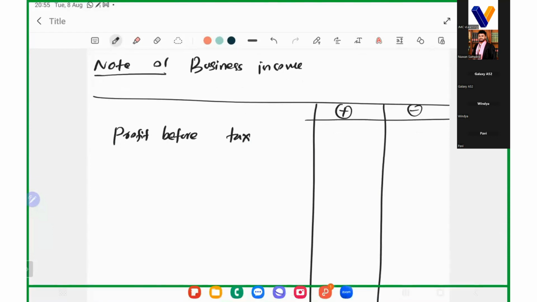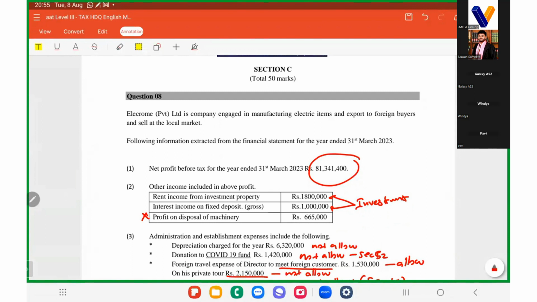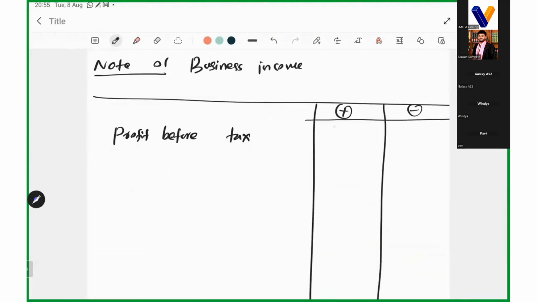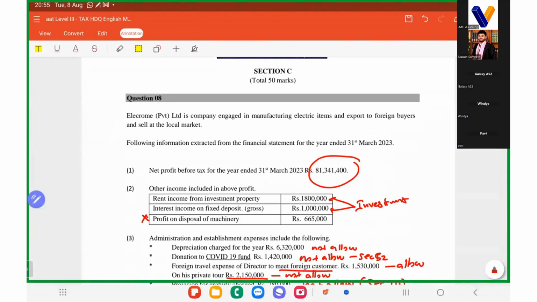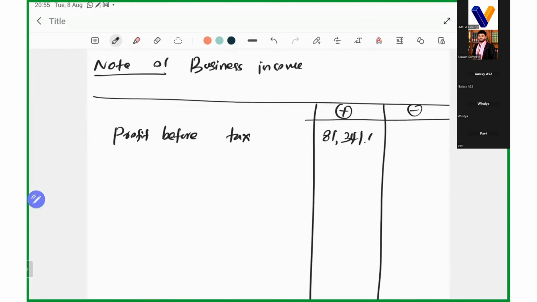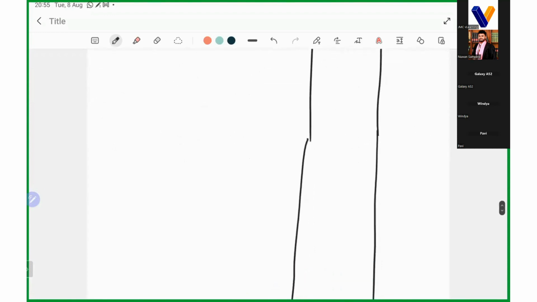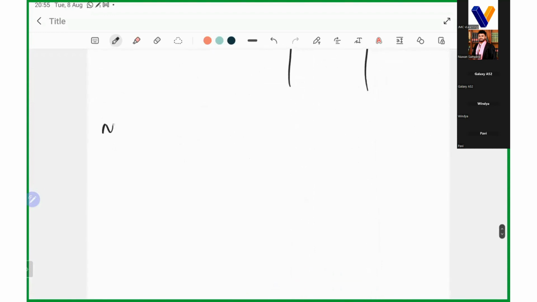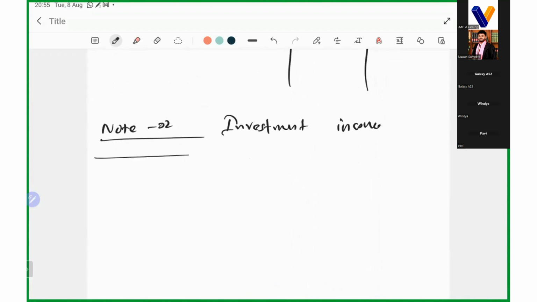Profit before tax, how much? 81,341.4. So you have to adjust for the given information here, right? Then there is a more important adjustment in this section. You can read, right? So investment income, we also have to take investment income, right? There is not much investment income.